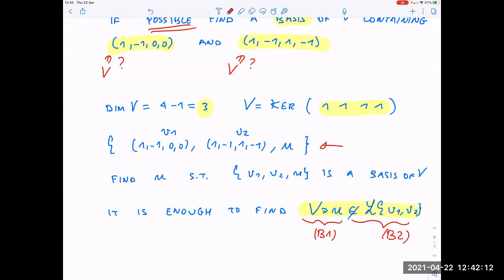Yes, probably you answered a different question. Okay, so what do you need to do? Find U inside V, which is not a linear combination of these two. There are many ways of doing this.